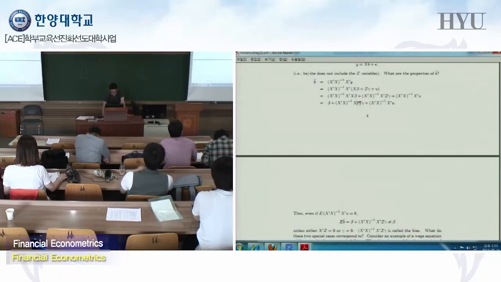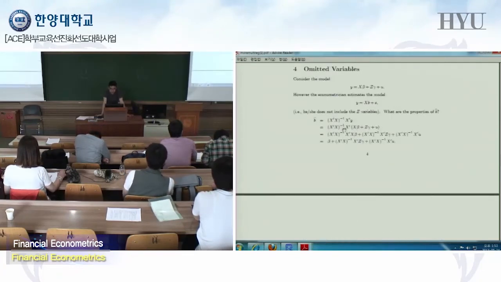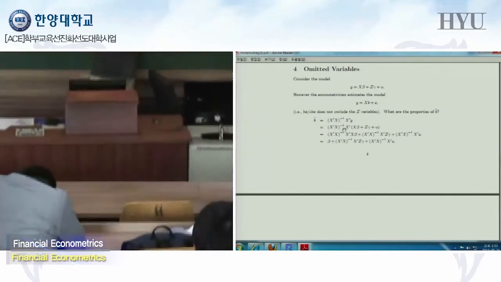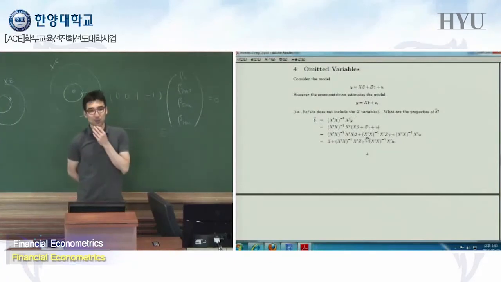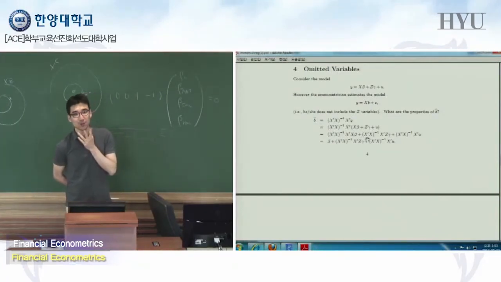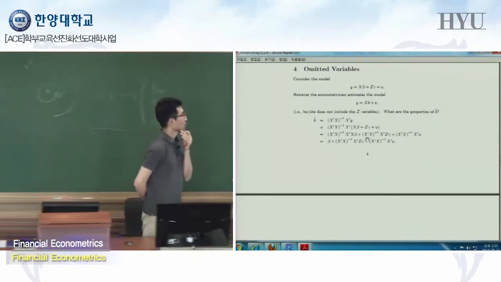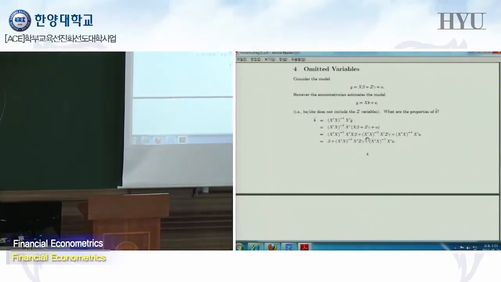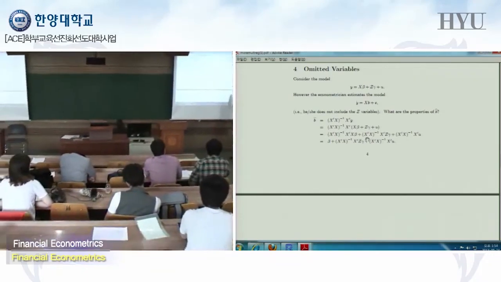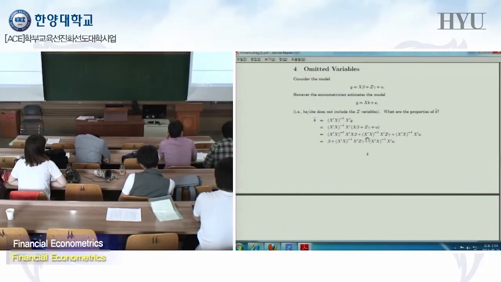Because this term becomes 0, the expectation of this one is 0 because x and z are orthogonal to each other. More intuitively speaking, this is our true model, but if we run only this model, we are regressing y on the space spanned by x. But the problem is that y includes not only u. We already know that the error term u is orthogonal to x.